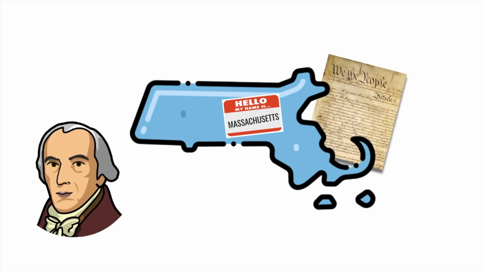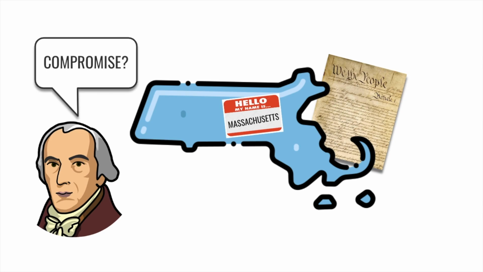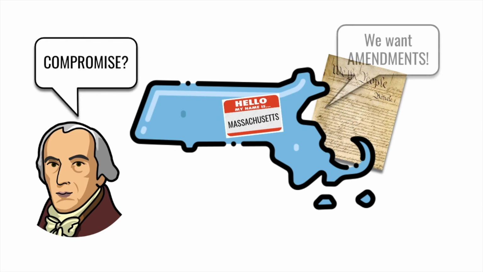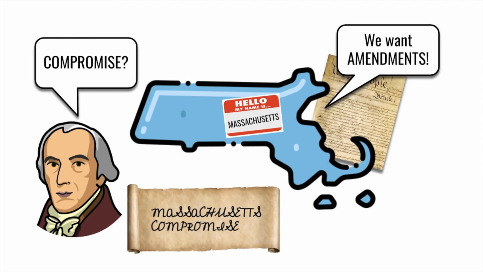Well, compromise had to be reached, and James Madison proposed a compromise to the state of Massachusetts, who wanted amendments added to the Constitution in order to guarantee civil liberties to the people and protect citizens from this new, more powerful federal government. After Madison promised to add amendments to the Constitution, Massachusetts ratified the Constitution. This is known as the Massachusetts Compromise.